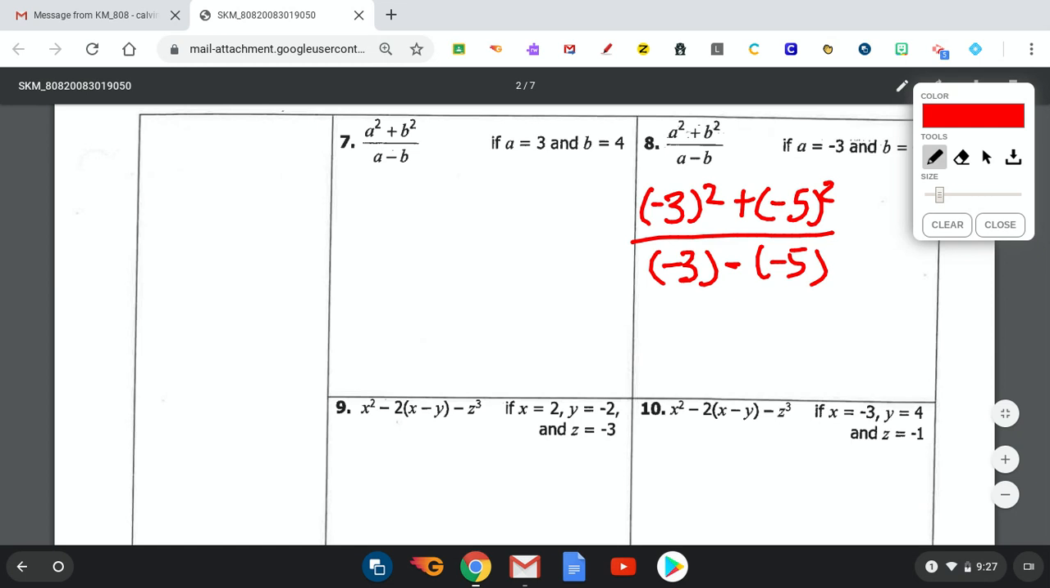Now let's evaluate it. Negative 3 squared is a positive 9. Plus negative 5 squared is a positive 25. Then I have negative 3, and I can distribute that. So that's going to be a positive 5. Take it one step further. I have 34, because 9 plus 25 is 34. And then on the bottom, negative 3 plus 5 is a positive 2. And then one step further, that gives me 17.